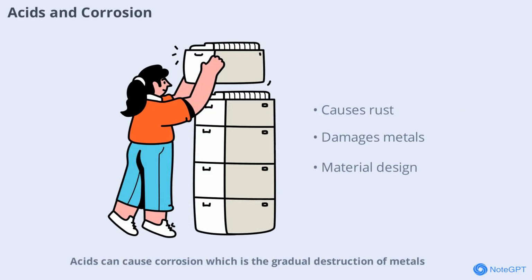Acids can cause corrosion, which is the gradual destruction of metals. For example, rust forms when iron reacts with acids and moisture in the air. This process can weaken structures and damage vehicles and appliances. Understanding how acids cause corrosion helps engineers design materials that resist damage and last longer.